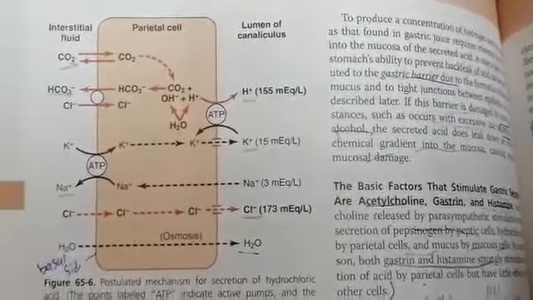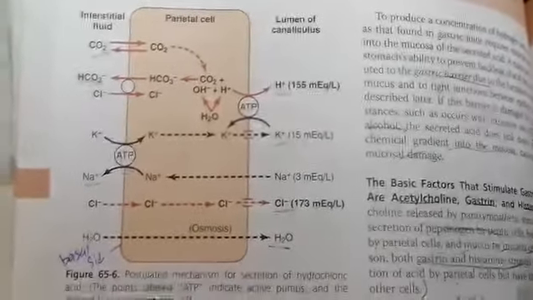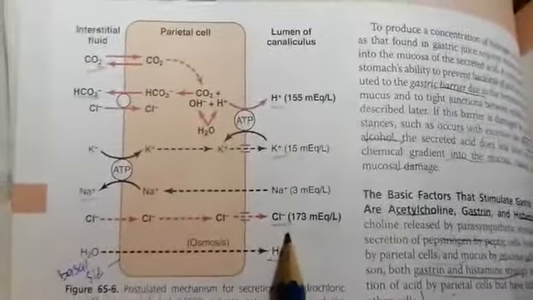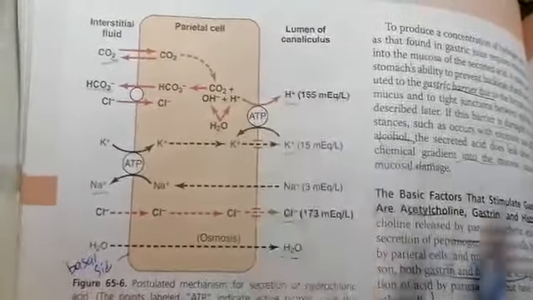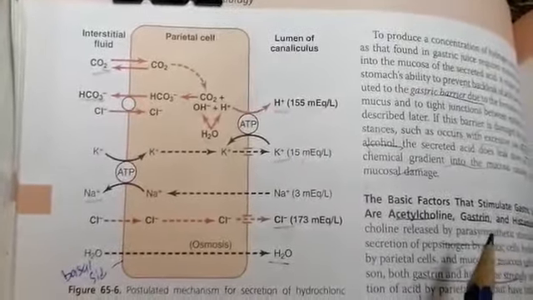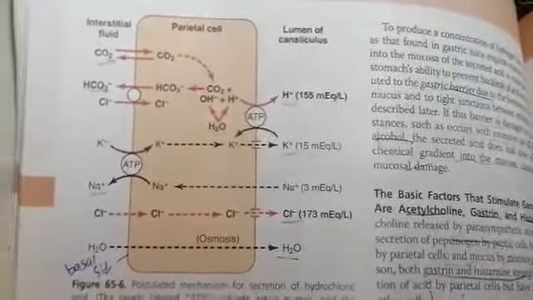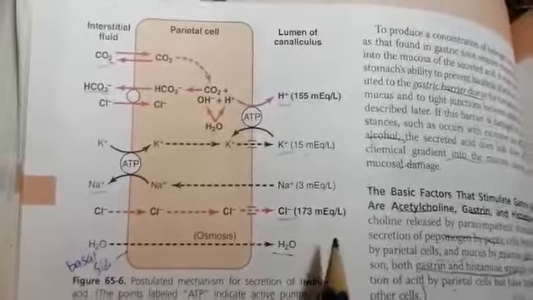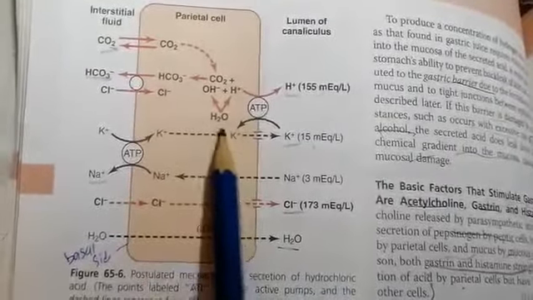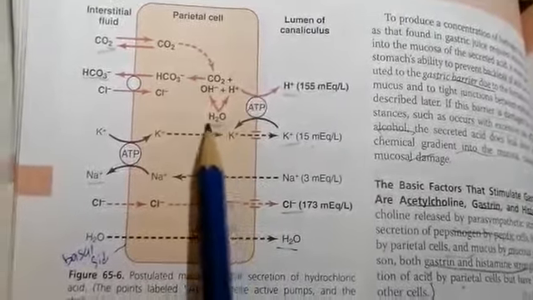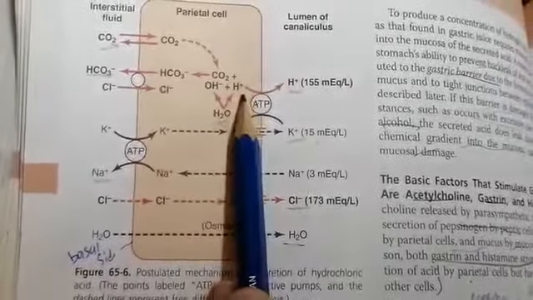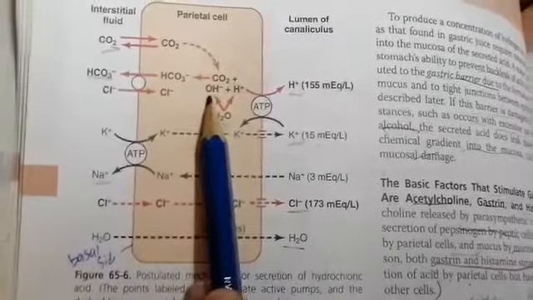Today we will discuss the secretion of HCl, hydrochloric acid, from the parietal cell into the lumen of canaliculus to form the hydrochloric acid in the stomach. The mechanism of secretion of hydrochloric acid in the stomach takes place from the presence of water in the parietal cell. This water dissociates into the hydrogen ion and the hydroxyl ion.